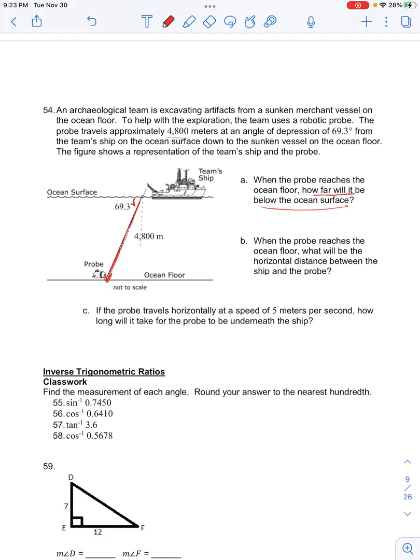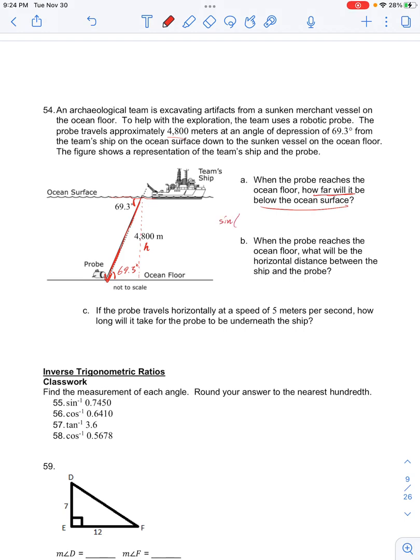So we want to know this vertical distance. If the ocean surface is horizontal to the ocean floor, then we have a pair of alternating interior angles here, so this is 69.3 degrees. In this triangle, the opposite side that we're trying to find, this height, can be found with a relationship of sine.